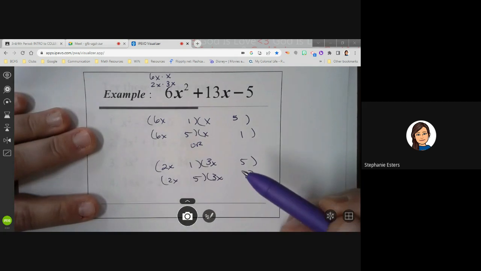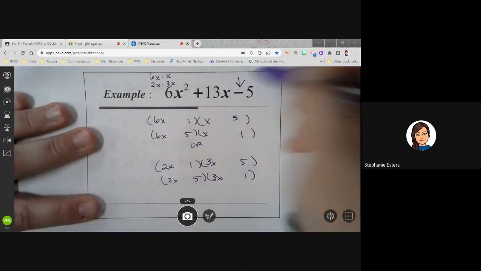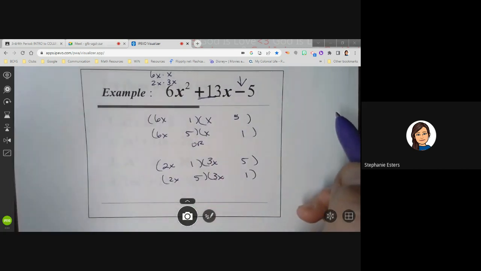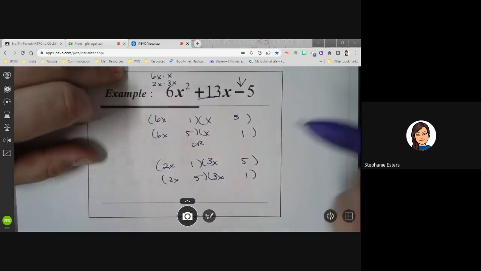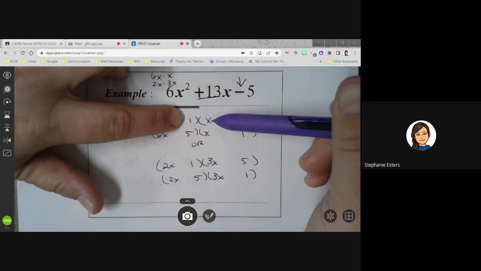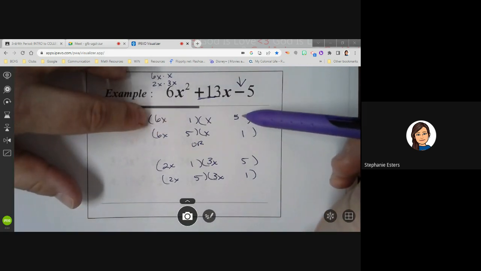You don't have to draw them all out. Again, I'm just trying to explain. I know that I'm going to be subtracting my inside and outside terms, and I want to get a positive 13 as an answer. So I'm not going to draw them out this time. I just want to talk through them. My inside term here would be 1, 1x. My outside term would be 30x.